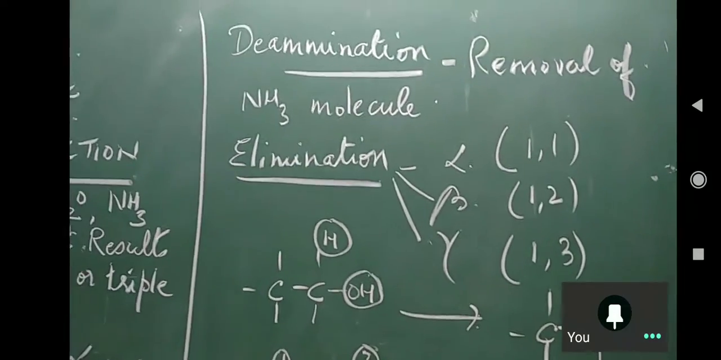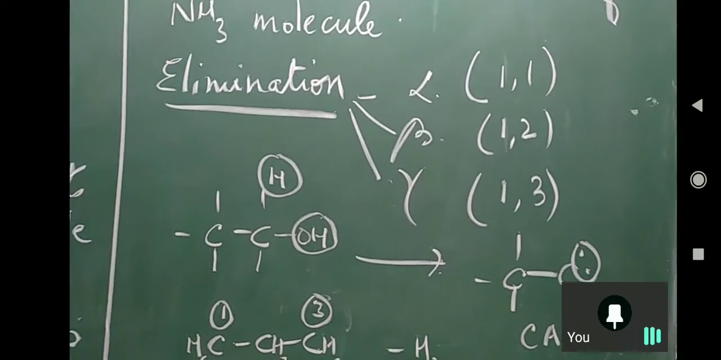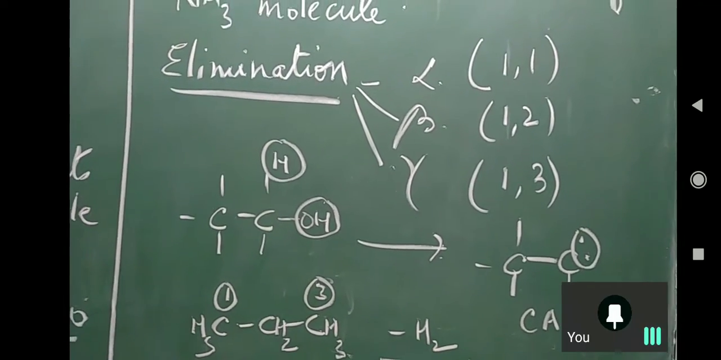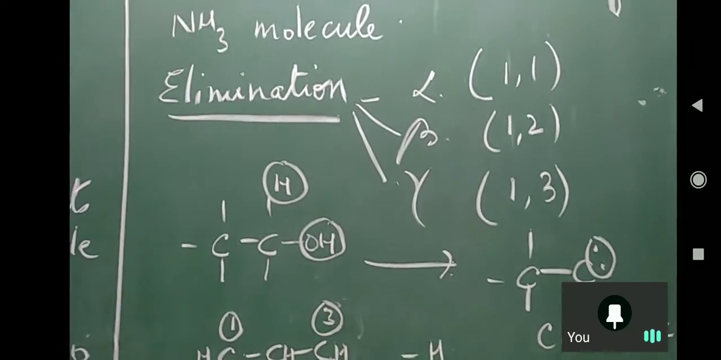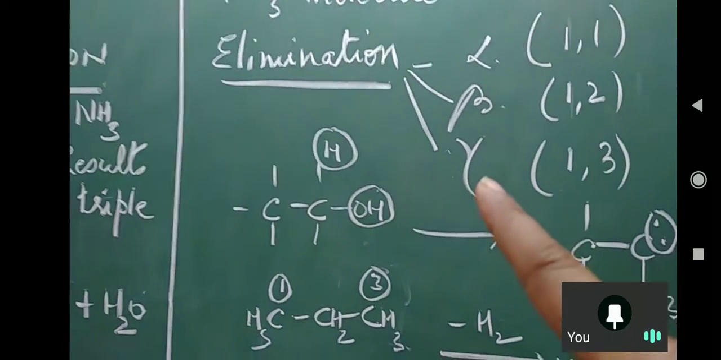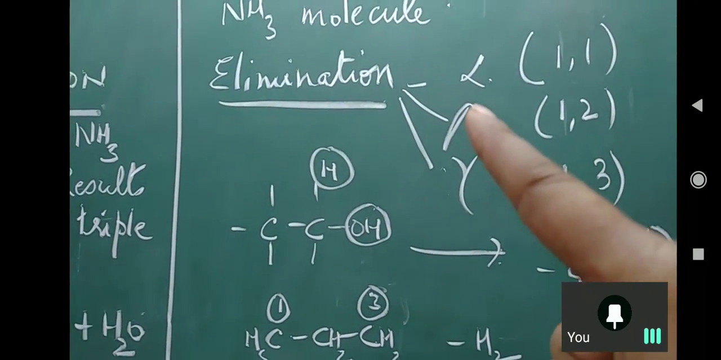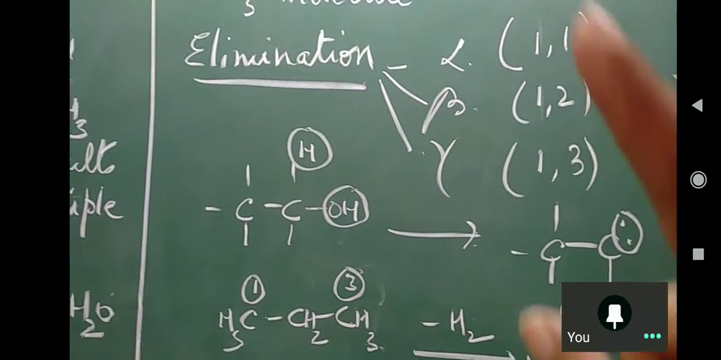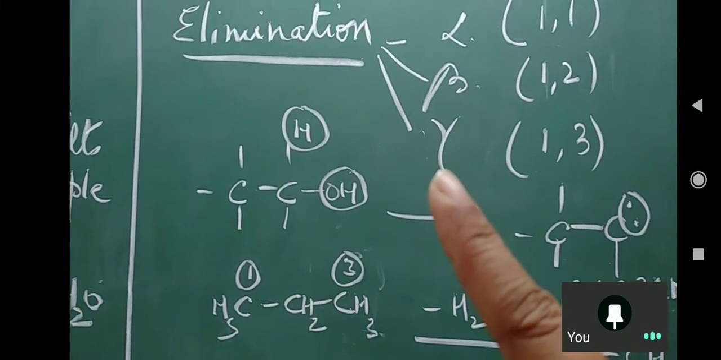Okay. Alright. Now look here. Now we will go into detail of elimination reaction. This is not given in your NCERT, but you are expected to know it. Elimination reaction can be three types: alpha, beta, gamma. Alpha elimination, beta elimination, and gamma elimination.